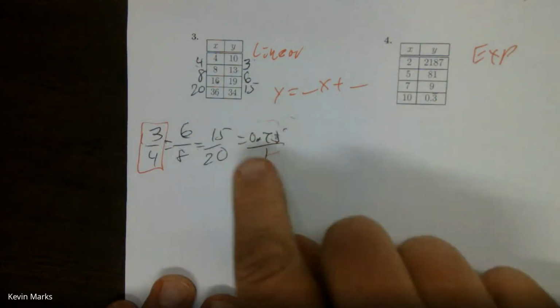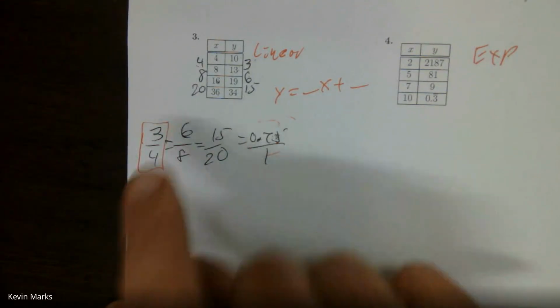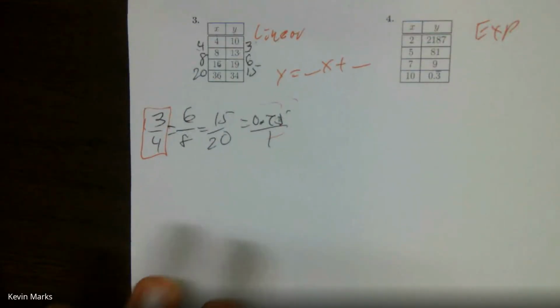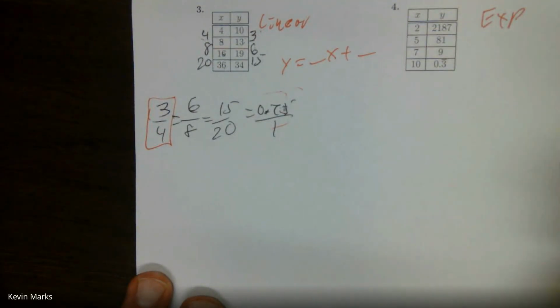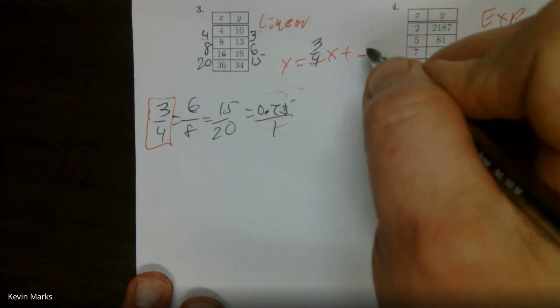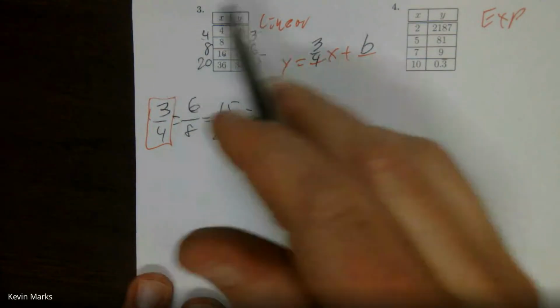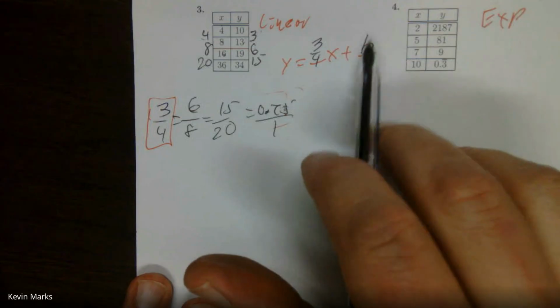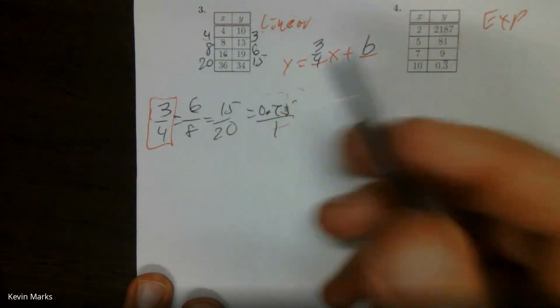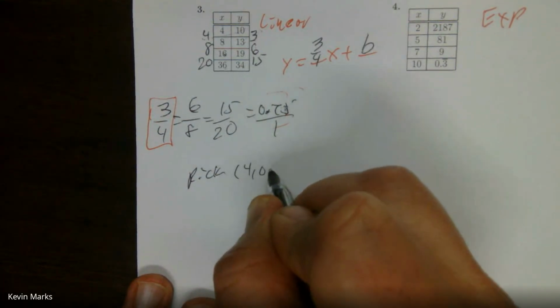See, like all of these would reduce to 3/4, right? Get rid of a 2, get rid of a 5. They all reduce to 3/4. Okay, that might be easier to work with. So that means your slope is 3/4. But the y-intercept, I don't know. Okay, so what you can do is just pick any point you want here and try to figure out what b would make that work. I don't know. Let's pick the first one, right?